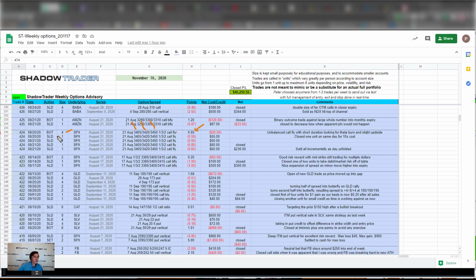Then, throughout the course of the day, the unbalanced butterfly was sold off piece by piece. First, for a 55-cent credit. Then again, for another 55-cent credit. Then another unit for an 80-cent credit. And yet another unit for a 60-cent credit. So once again, putting on very, very cheap and selling for much larger as we go.